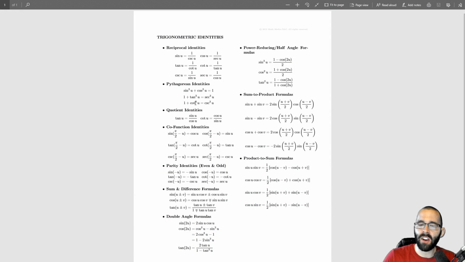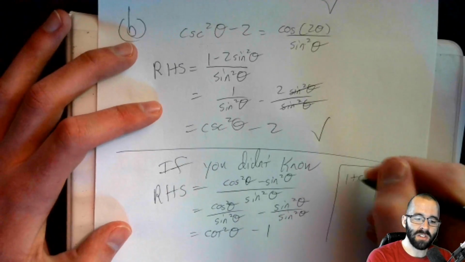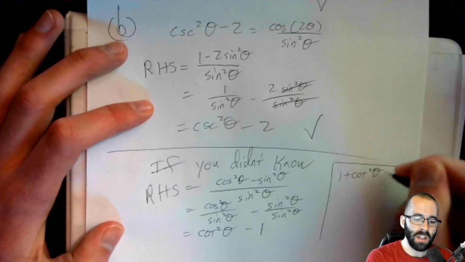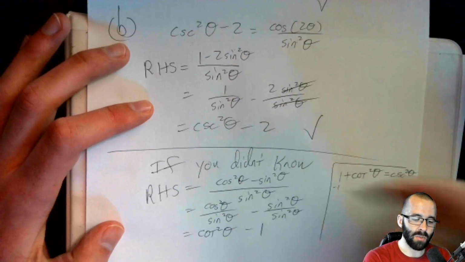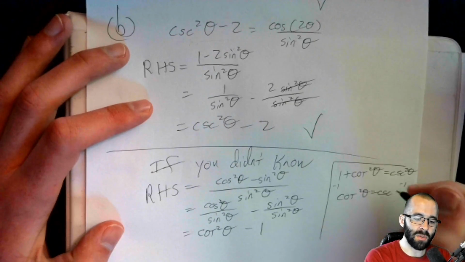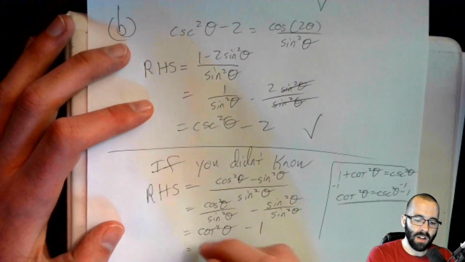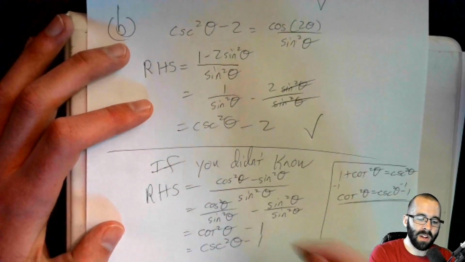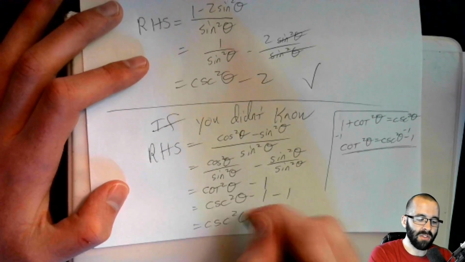So again, we use the Pythagorean identity. 1 plus cotangent squared of theta equals cosecant squared of theta. But we have a cotangent, so subtract 1 from both sides to get cotangent squared of theta is equal to cosecant squared of theta minus 1. And if you want to write this identity on your sheet, you can. So this becomes cosecant squared of theta minus 1, and there's still that minus 1 from before. Collect like terms, you get cosecant squared of theta minus 2.